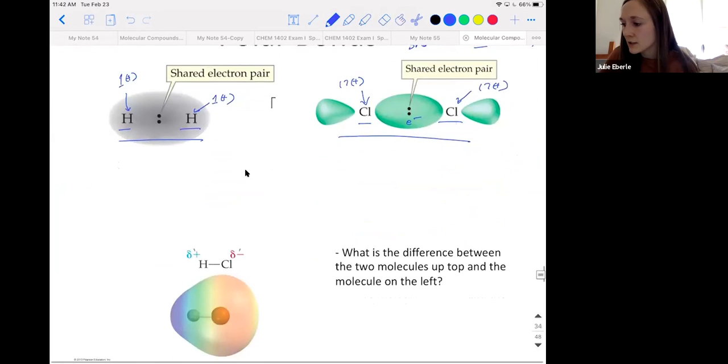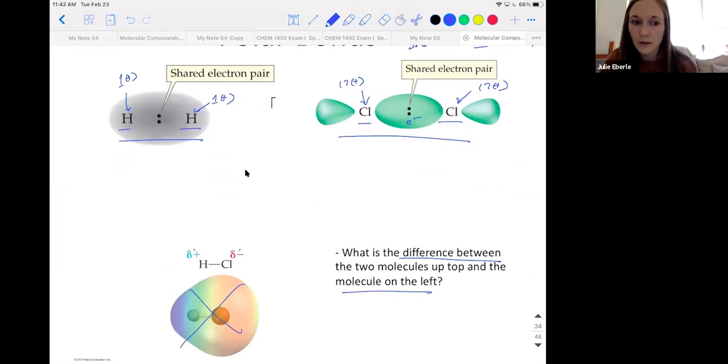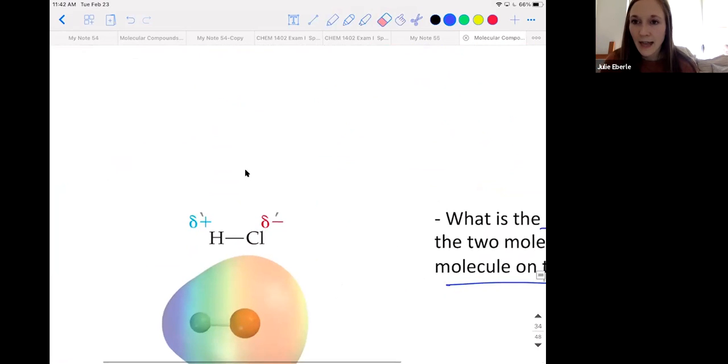Now, down here, what's the main difference between the 2 molecules up top and the molecule on the left? Don't tell me that this one's rainbow colored, even though it is. Yes, Bailey got it. It's 2 different elements. The moment you have 2 different elements, you have the opportunity, not guaranteed, but the possibility to have a polar bond, because now the tug of war match is very different.